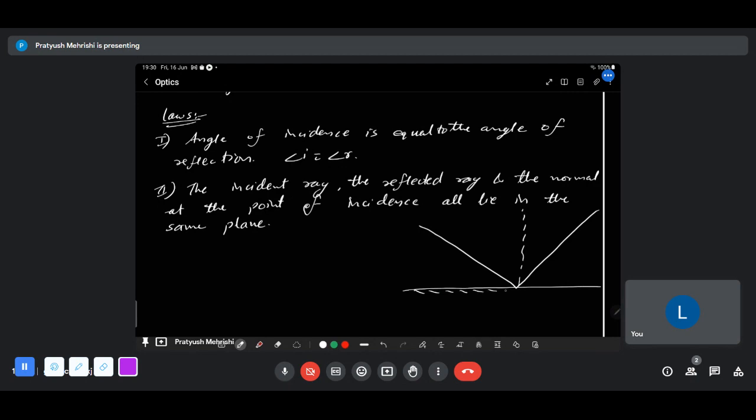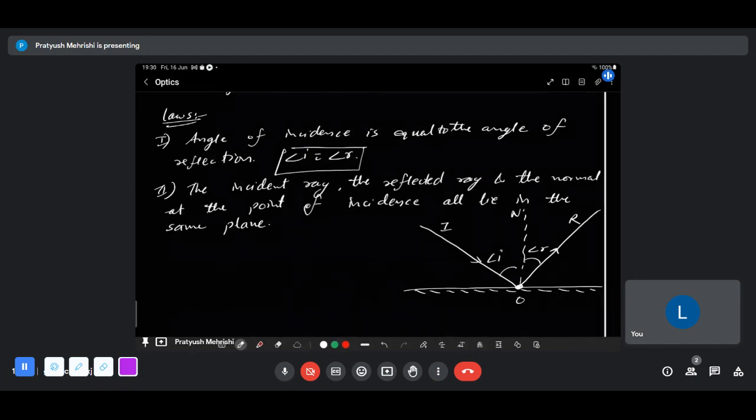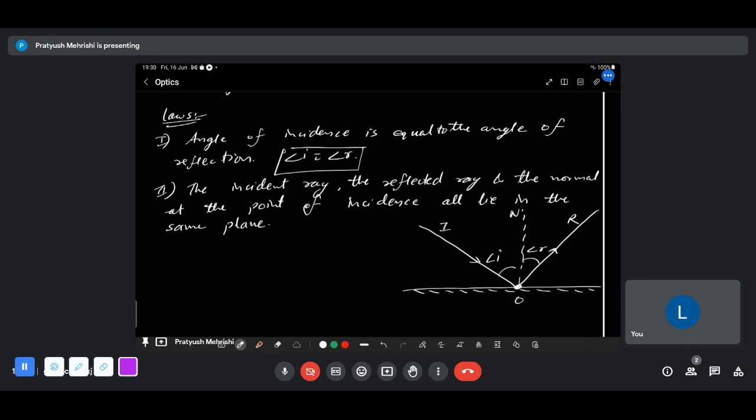This is a mirror. Okay, incident ray is this, reflected ray is this. This is incident ray, this is reflected ray, and this is normal at the point of incidence. This point O is the point of incidence. This is angle of incidence, angle I. This is angle of reflection, angle R. So first law states angle I is equal to angle R. And second law is that all these three things, normal, and this incident and reflected ray, they all are lying on the same plane, which is called as plane of incidence or plane of reflection.